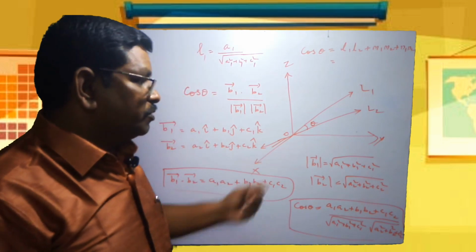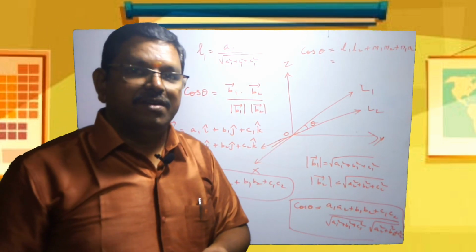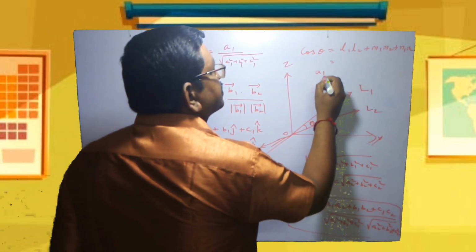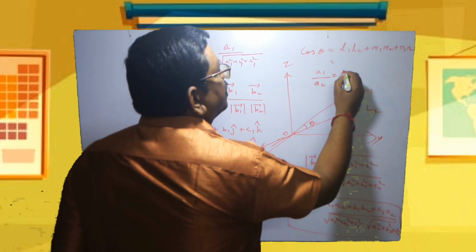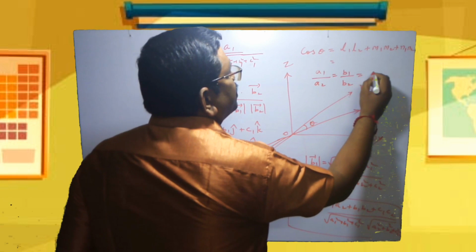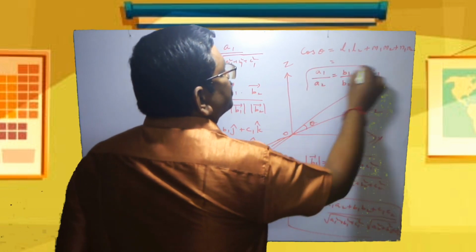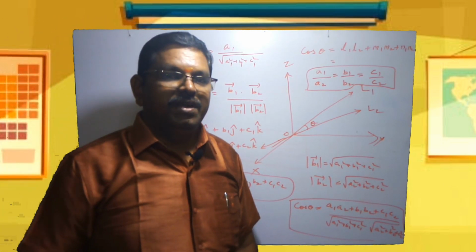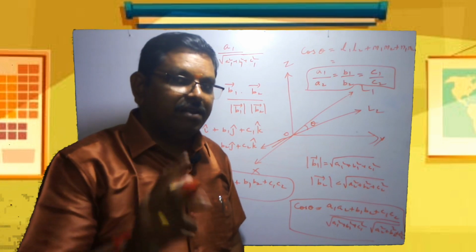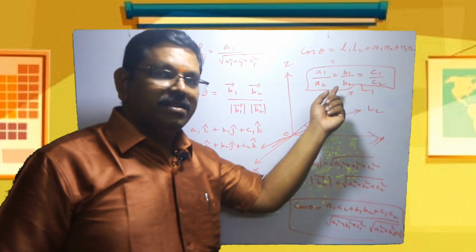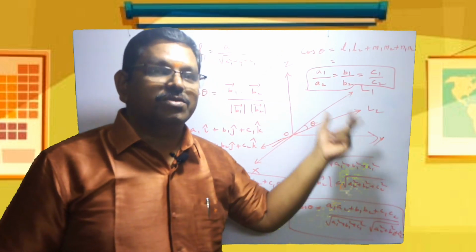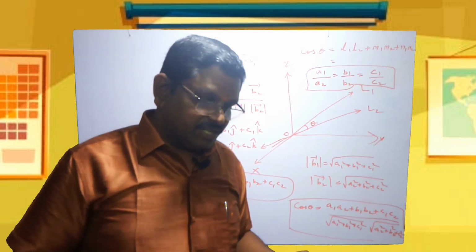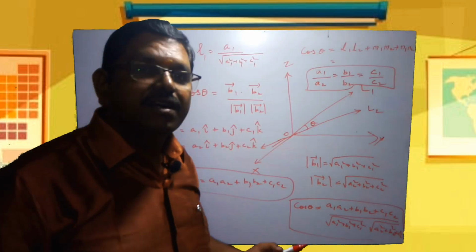And now suppose the two lines are parallel lines. When two lines are parallel, then we have this condition, a1 by a2 is equal to b1 by b2 is equal to c1 by c2. That means their direction ratios are proportional. When the two lines are parallel, we can say the direction ratios are proportional or direction cosines are proportional.